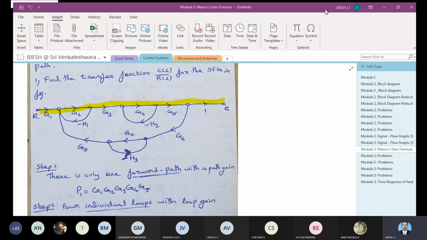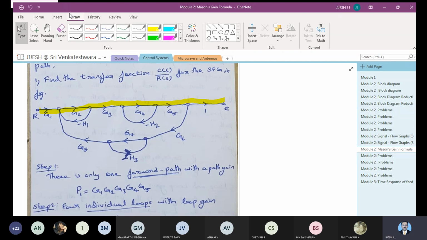So what you can see here is the transfer function. You have to find C of S by R of S using the signal flow graph. The first step is that you have to find the forward paths. We have already seen how to go ahead with the forward path. In every problem the steps remain the same. Only the forward paths and the loops will change. The method is the same.